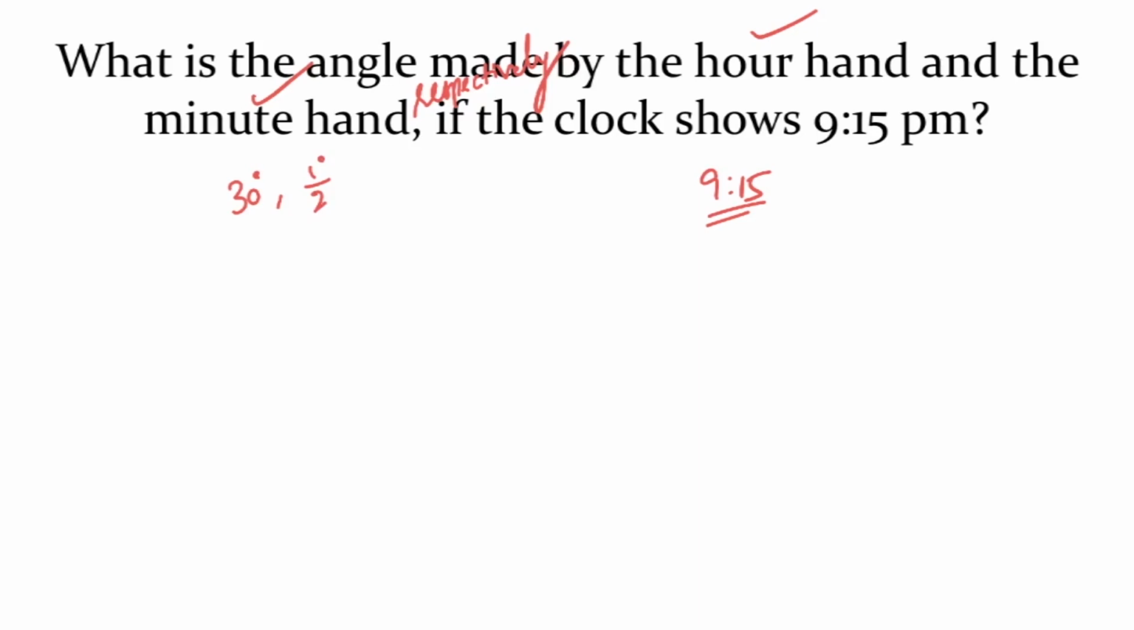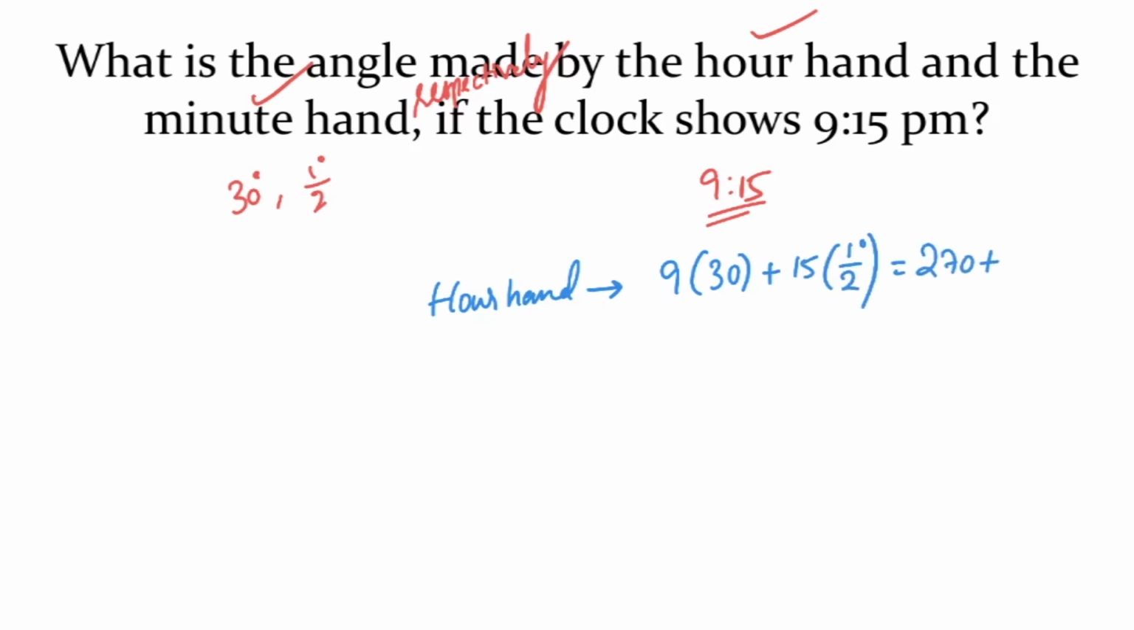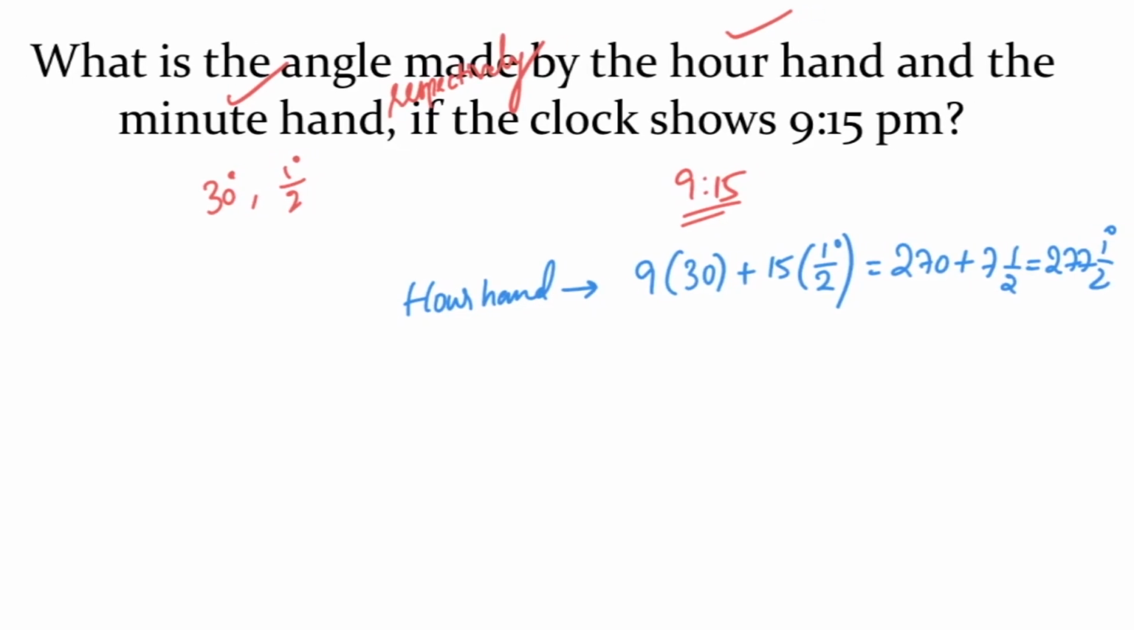So the angle made by the hour hand is equal to: the hour hand makes 9 hours, 9 times 30 degrees, plus 15 minutes, 15 times half degrees, 270 degrees plus 7.5 degrees, that's equal to 277.5 degrees. So the angle made by the hour hand is 277.5 degrees at 9:15.